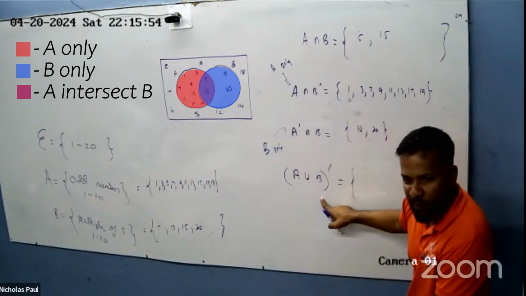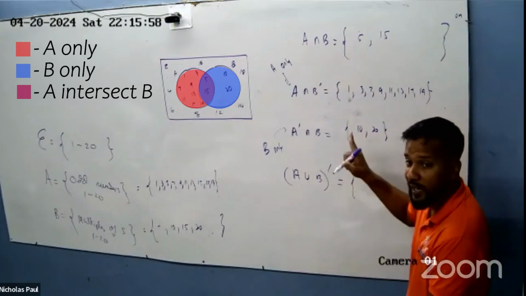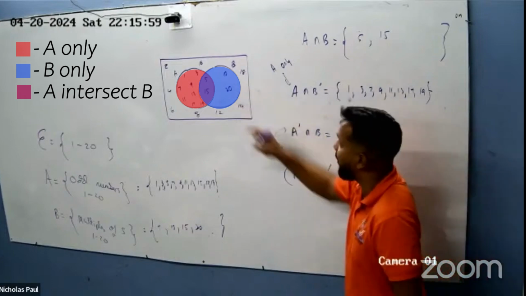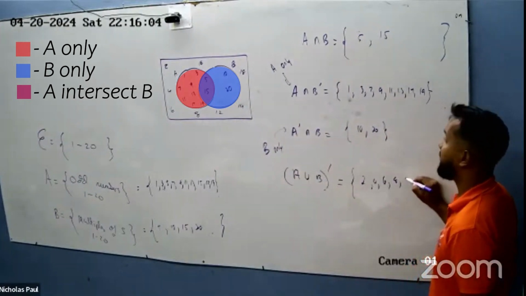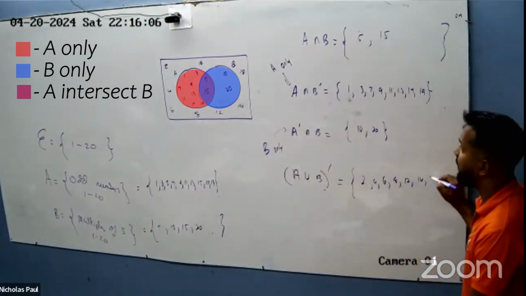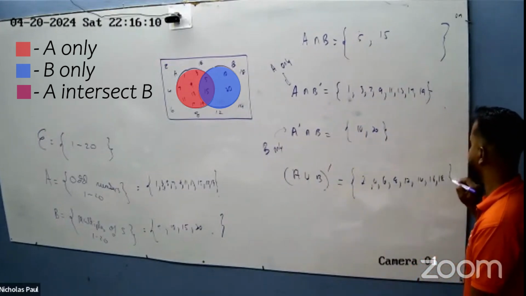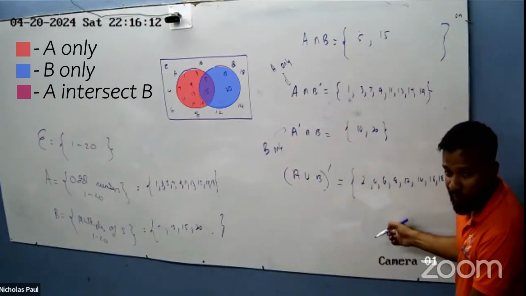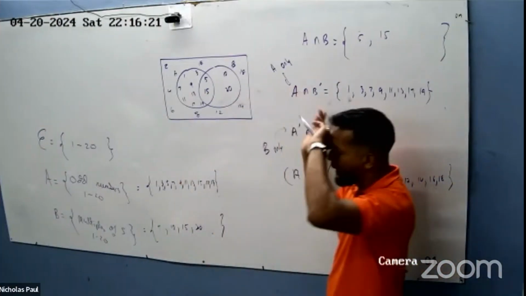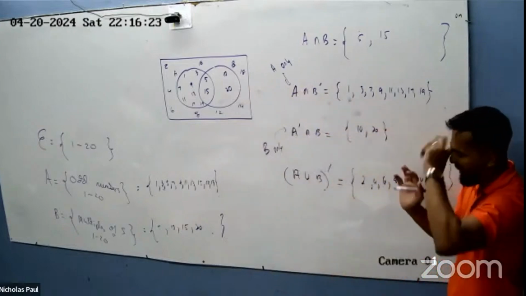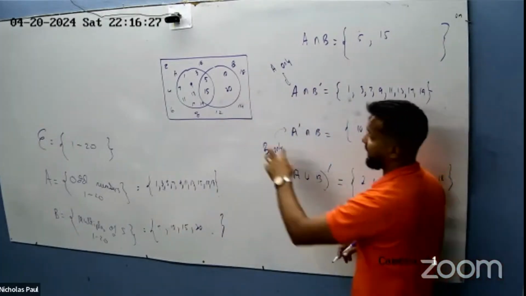And this is what? Everything where? Outside. Everything outside. So that will be all these numbers here: 2, 4, 6, 8, 12, 14, 16, 18. Those who knew, there's a video on this from last week. So this is how we list out sets. Are you okay with that? These are how we list out all the elements.